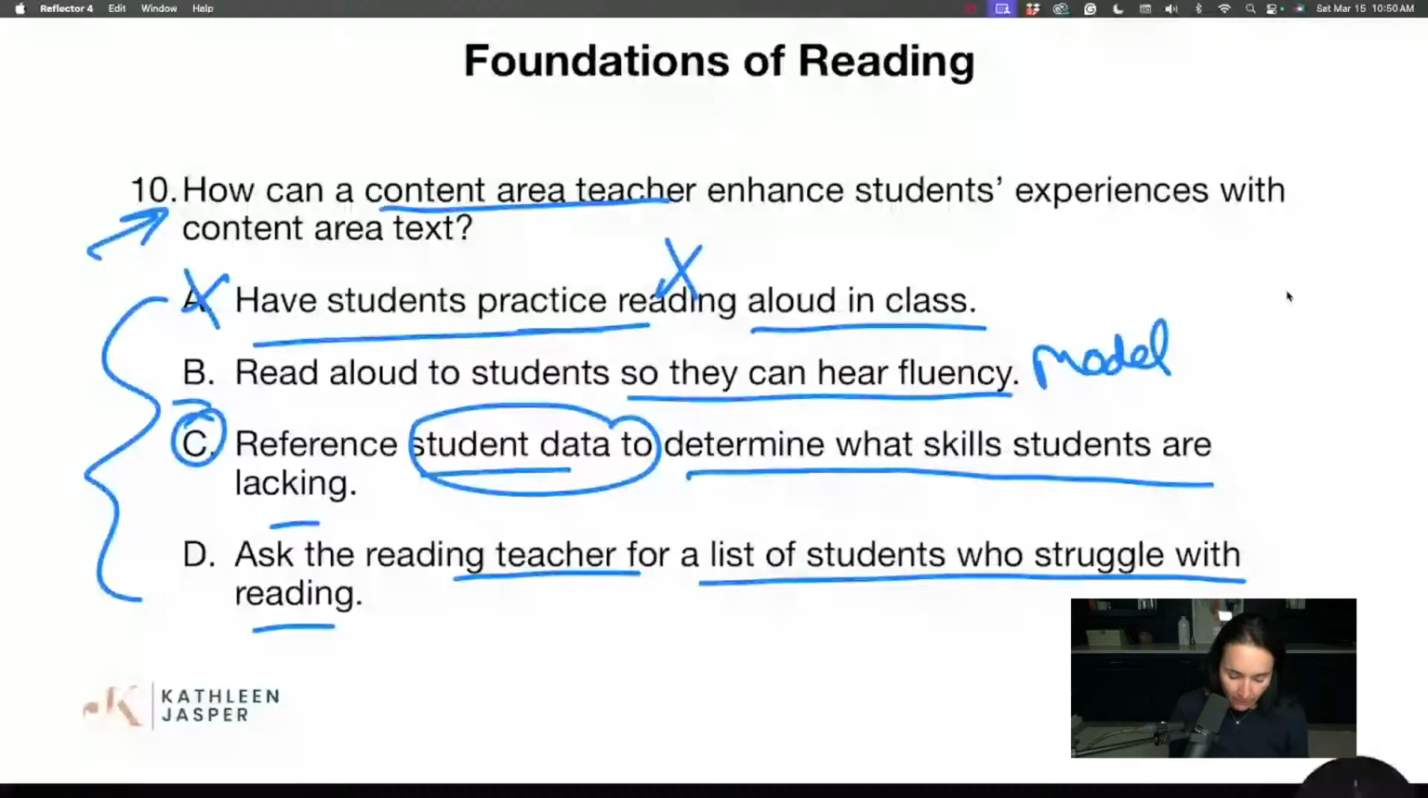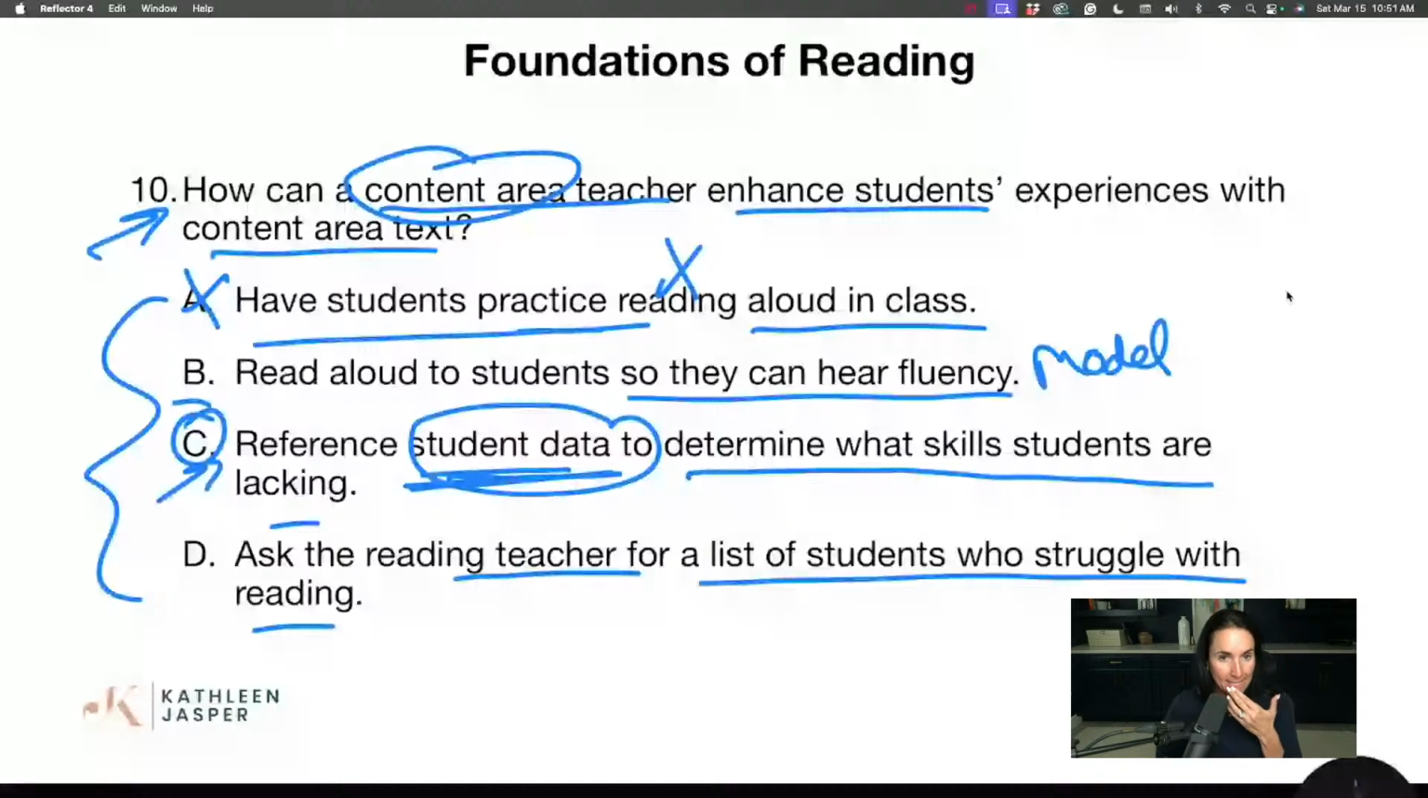How can a content area teacher enhance students' experiences with content area text? This would be a good one for 5206 as well. A lot of people teaching middle and high have to take 5206. If you're teaching social studies, you're a content area teacher. If you're teaching science, you're a content area teacher. How can you enhance students' experience with content area text? Guess what? The data. This is where you want to be first and foremost. This is the best way.